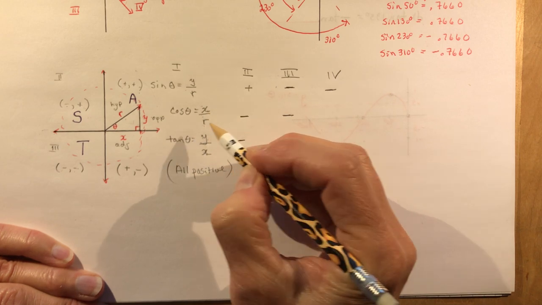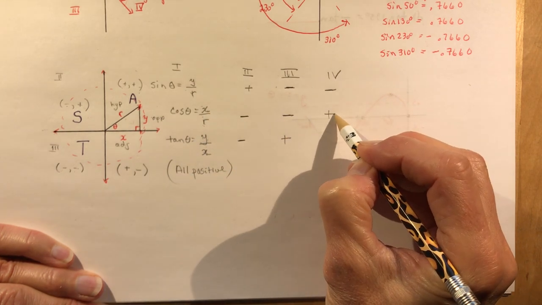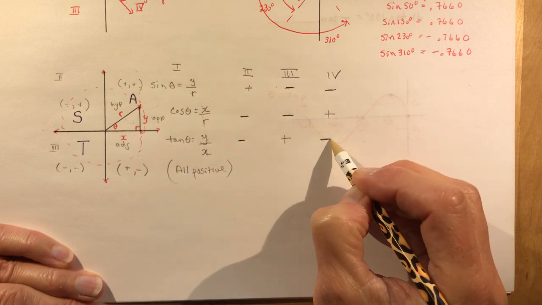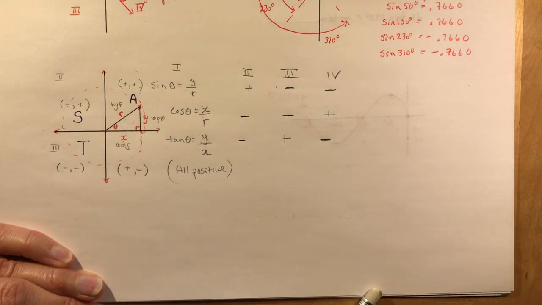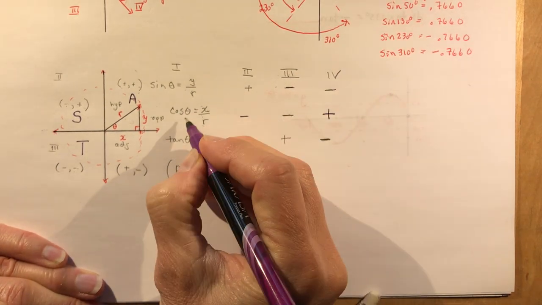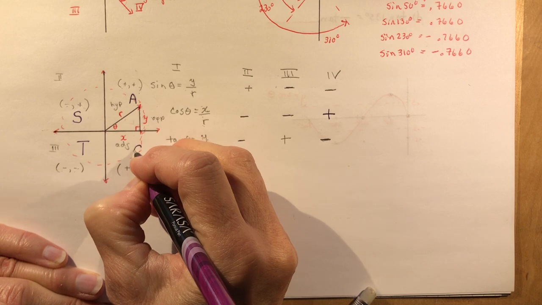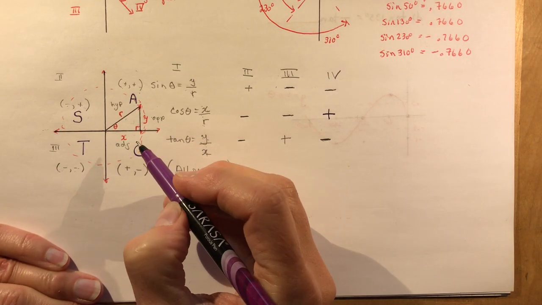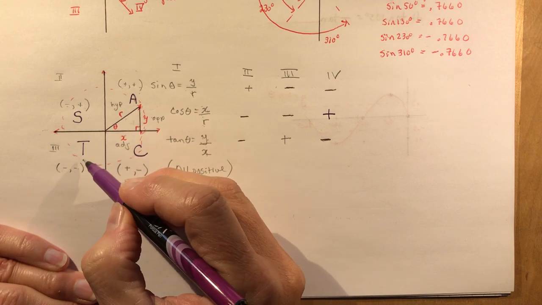Positive x, positive radius, positive. Negative y, positive x, negative. So you can see that now, in this quadrant, the only thing that's positive is the cos. So this is C. And that becomes what they call the CAST rule, C-A-S-T.